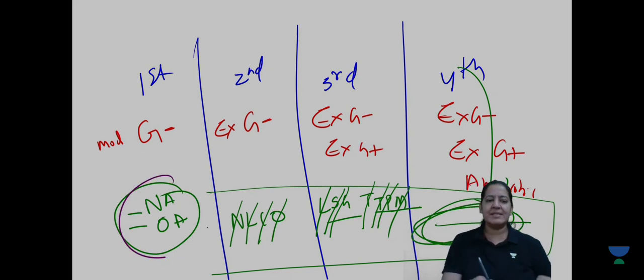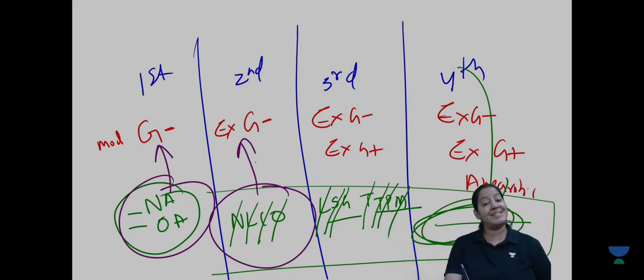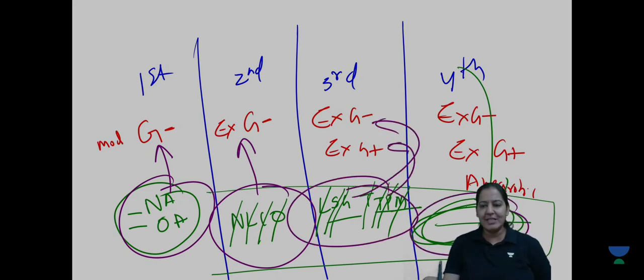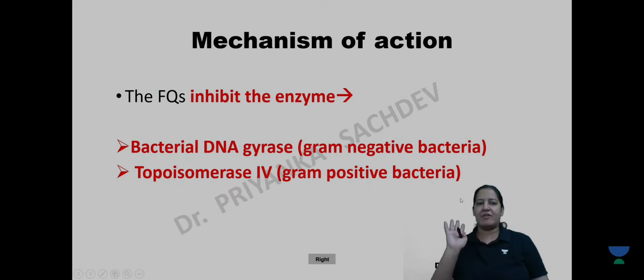So these two drugs act only against gram negative. These four also act against gram negative but with extended spectrum. These drugs act against gram negative also, gram positive also, and these ones act against gram negative also, gram positive also, and anaerobes also. So spectrum is also done. Everyone give me a thumbs up. So we are done with spectrum also.